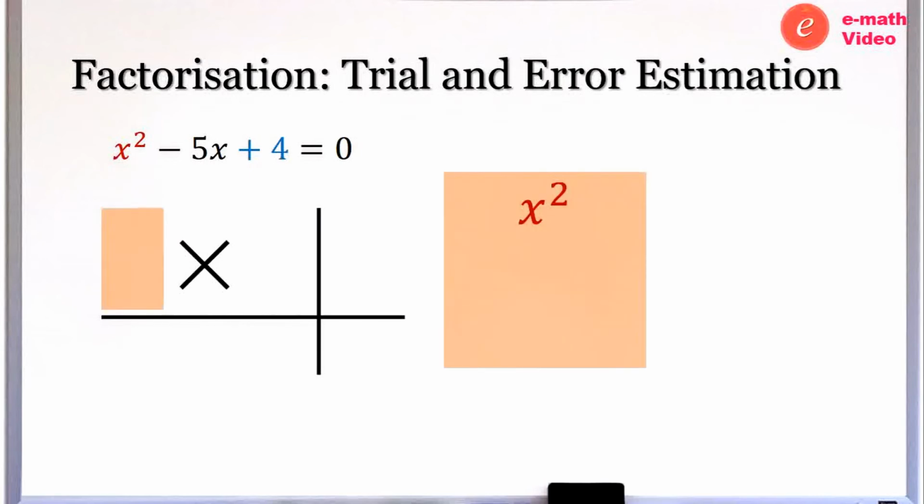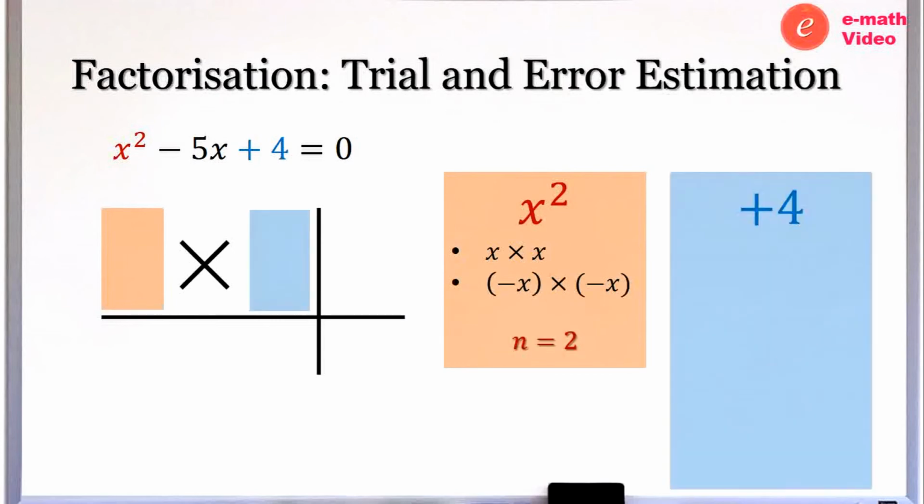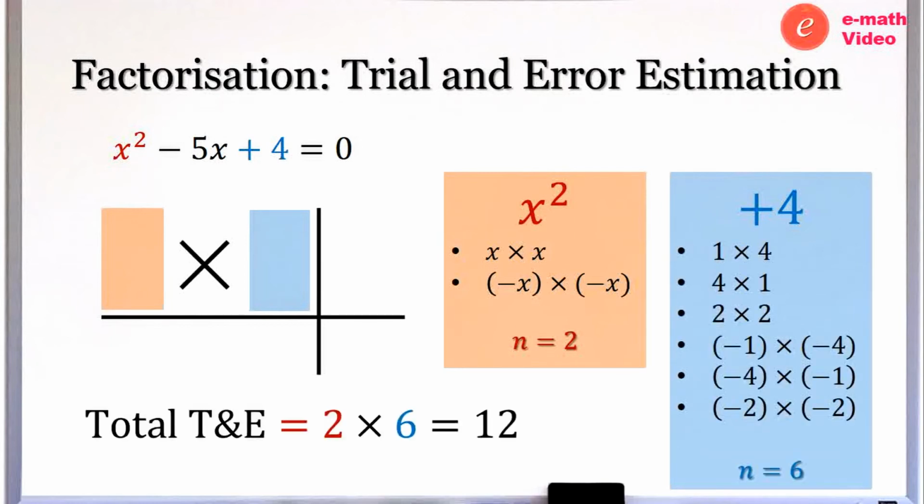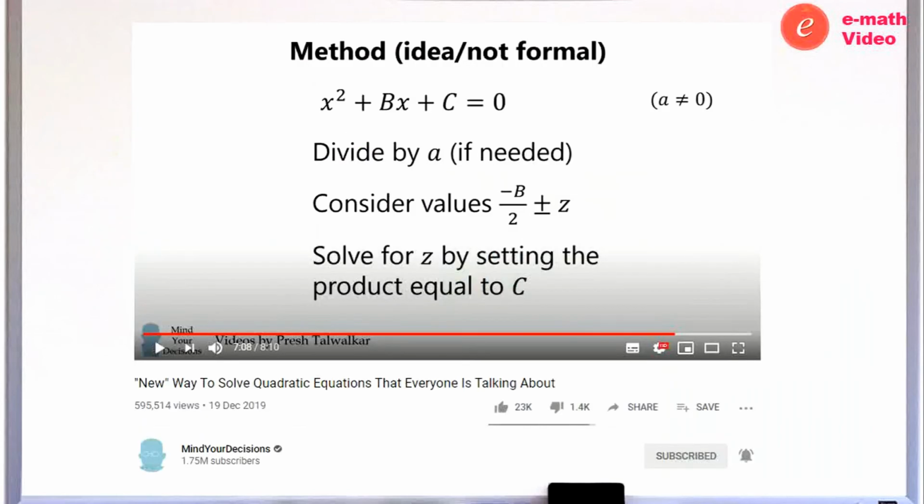To get x squared, because we need one x term in each bracket, possible combinations are x times x and -x times -x. We have two combinations here. To get positive 4, we have a total of 6 possible combinations. Total combinations that we have is 2 times 6, which is 12, and it is too much. This is a general idea provided by Po-Shen Loh about this new method.